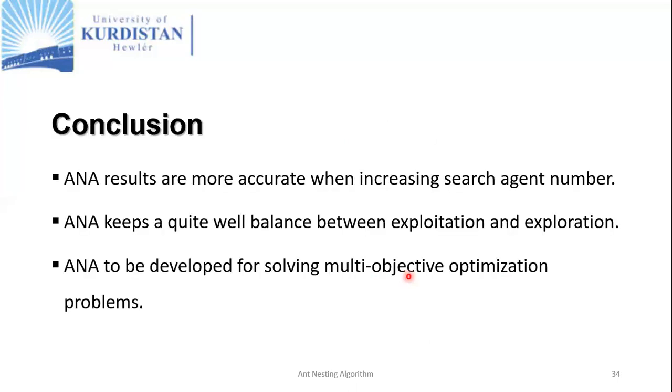So the conclusion: ANA results are more accurate when increasing the search agent number. For example, if you increase the number of agents, the ANA algorithm keeps quite a good balance between exploitation and exploration. And also ANA can be developed in the future for multi-objective optimization problems.